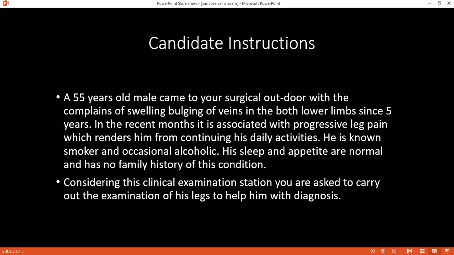So I have just examined a 55-year-old Mr. Thomas who presented with bilateral swellings of both the legs, which are possibly varicosities. On examination, there were varicosities present on both the legs, right leg more than the left leg.